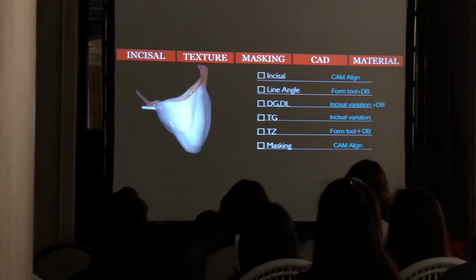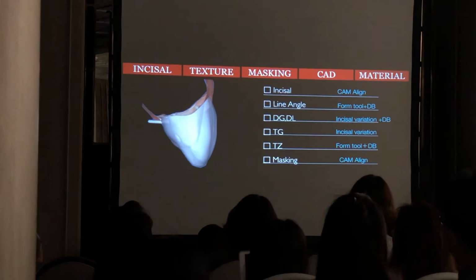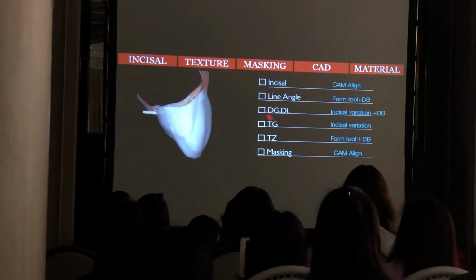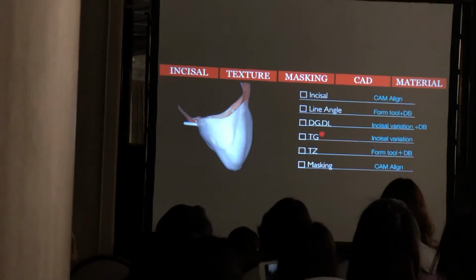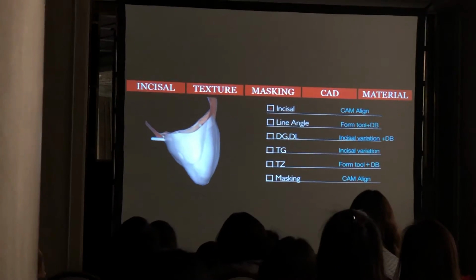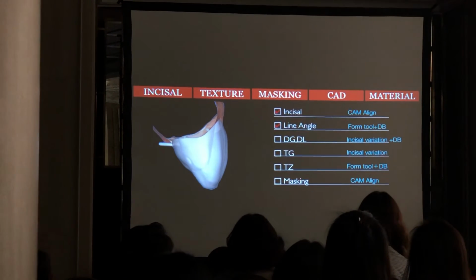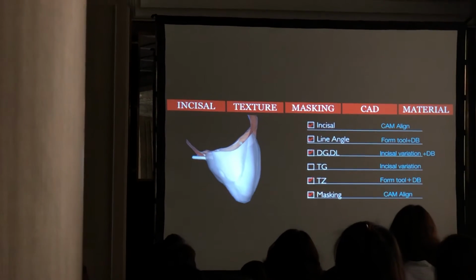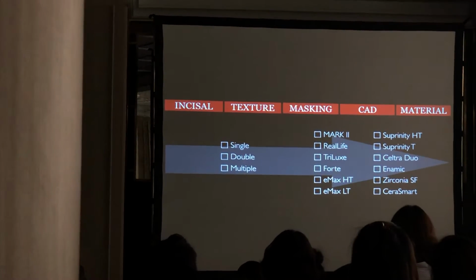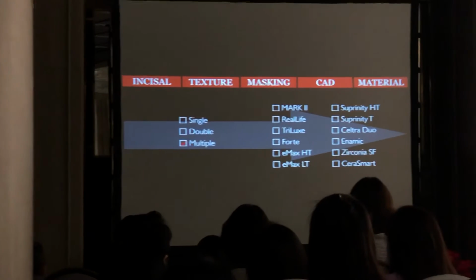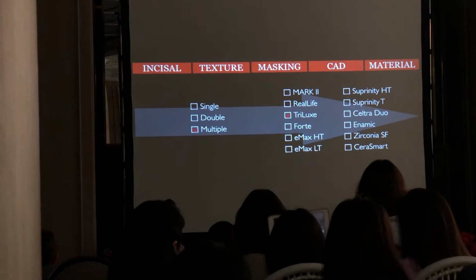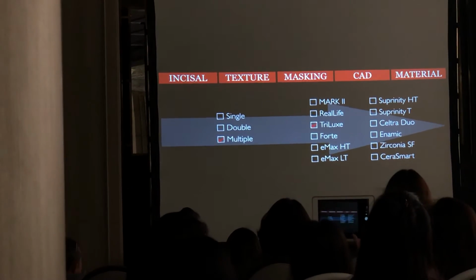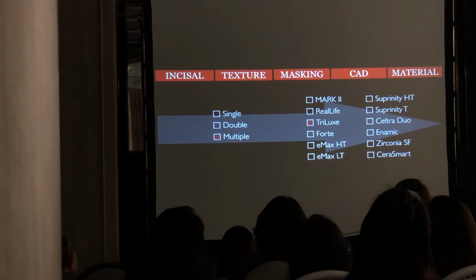And I need to prep the buccal side heavily to make these two developmental grooves and developmental lobes vivid. So this is the way we choose how to design in the software. And then finally, I decided to use the multi-layer block because it's a narrow, just one shade tab, narrow tooth color variation.